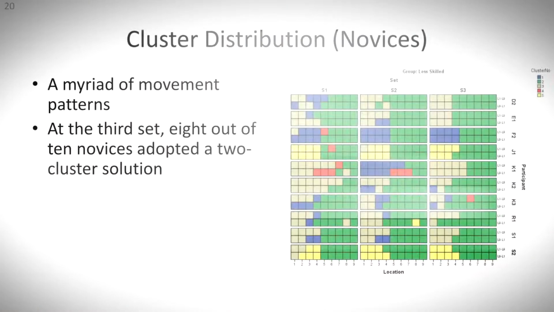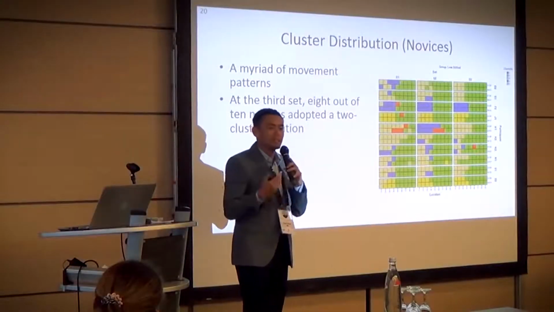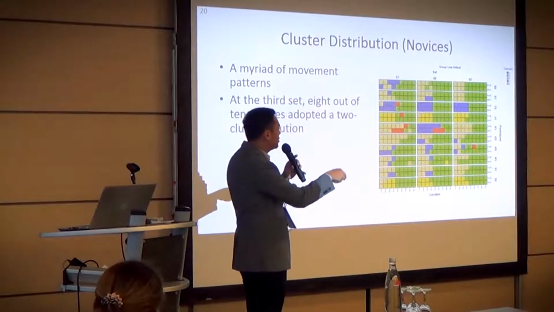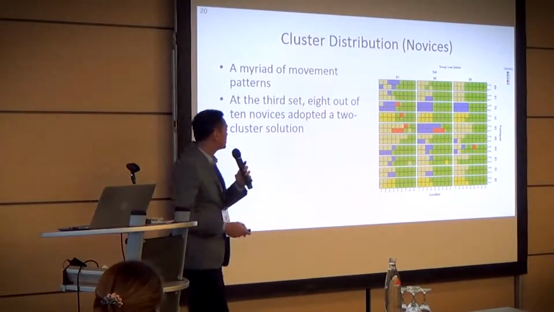All right. At the third set, if you notice, 8 of them, 8 of 10 of them actually adopted a 2 solution. Although, just to put it clearly, these are not the same as the skilled participants, right? So they actually came out with their own, except for F2, which was the best performer earlier. So none of them had the same movement repertoire.